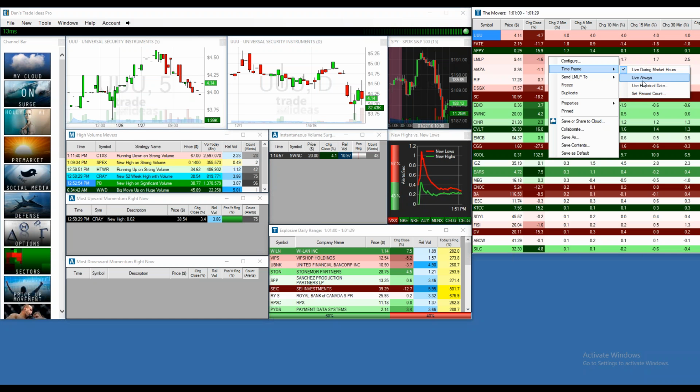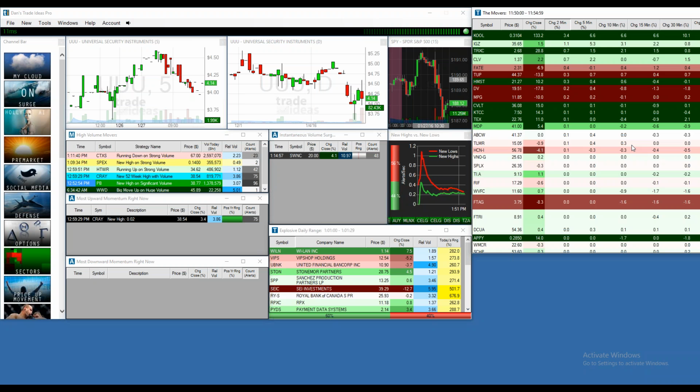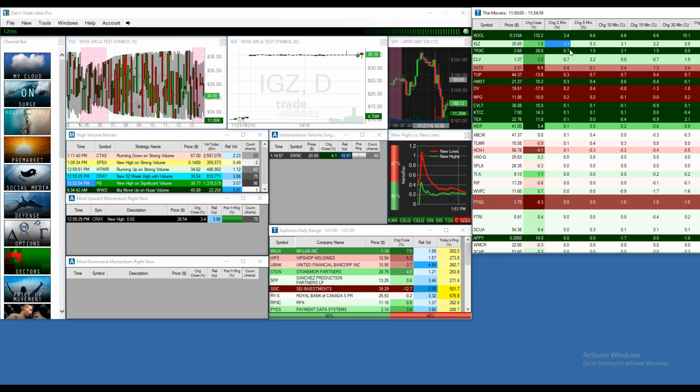Live during market hours, use historical data. How about right at the close? No. Pick something like 11:50 a.m. Just make that 11 and change it to a.m. Okay. There you go. Okay, so here were the stocks that were, so obviously this is West Coast time, so right before the last hour, you're seeing this kind of information right as it's happening.